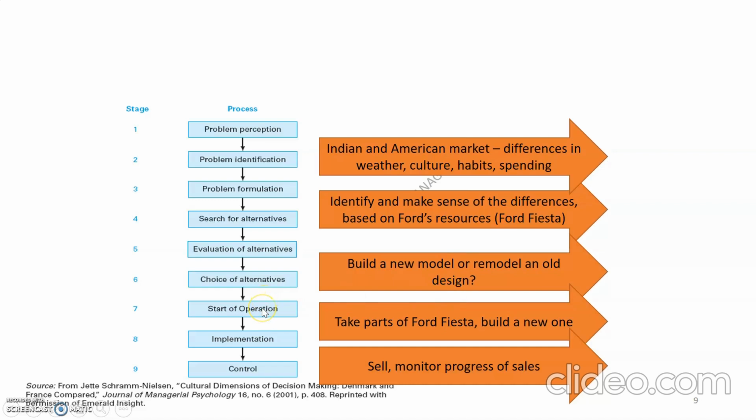So they start the operation, they implement, and they control. So what is the element of control here? The progress of sales. They have to monitor. So in that regard, what they do is measure what they have done in comparison to the problem and goal that they have identified.